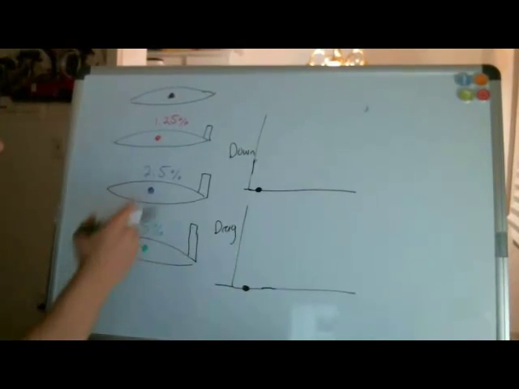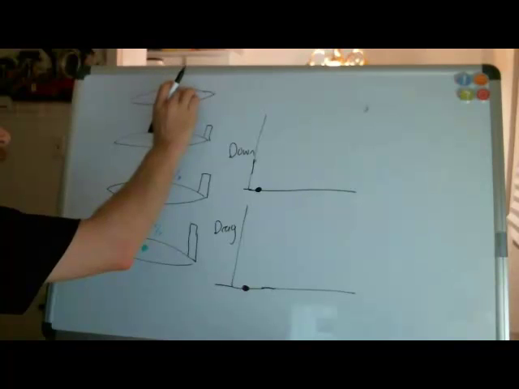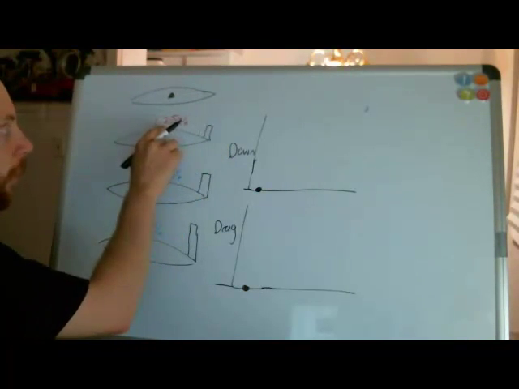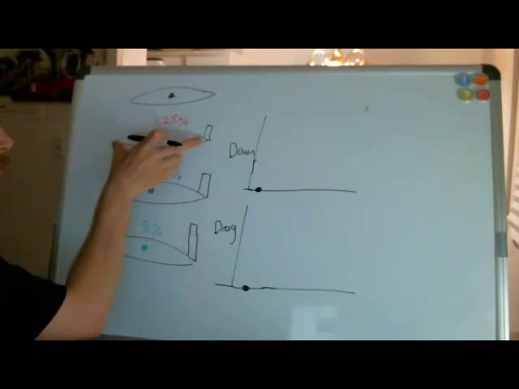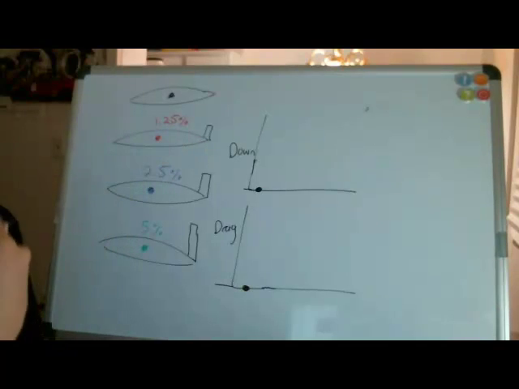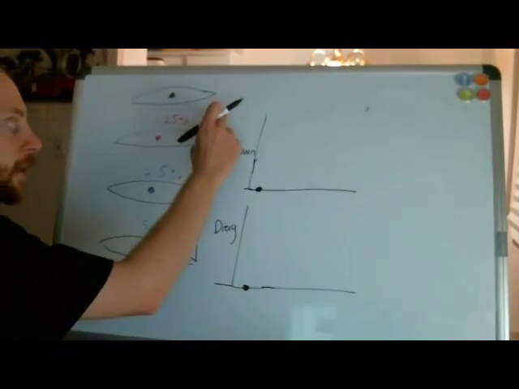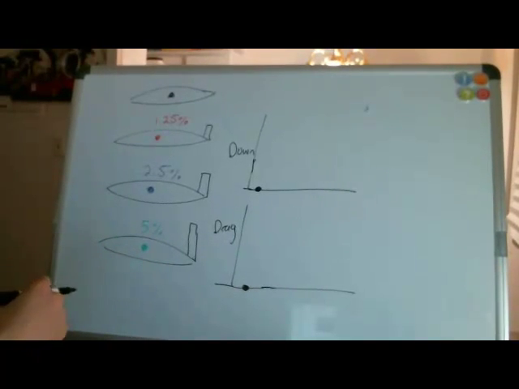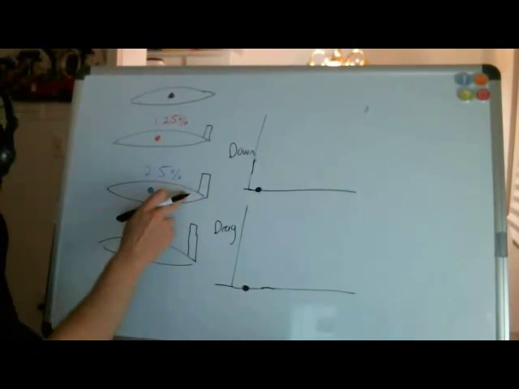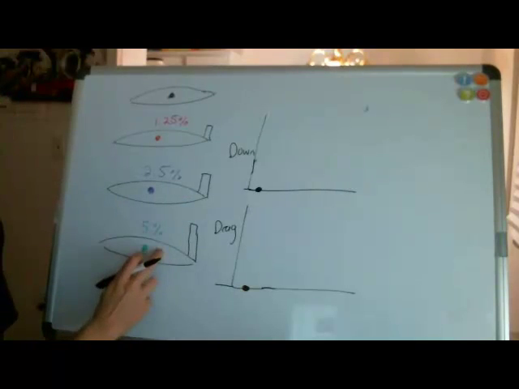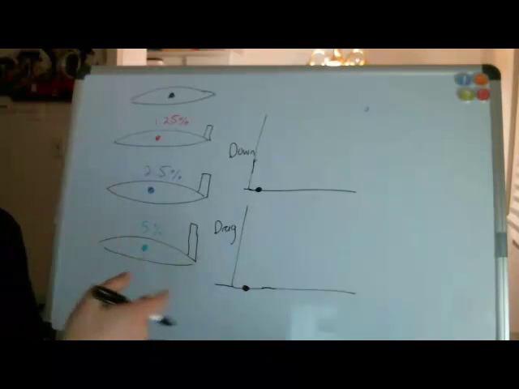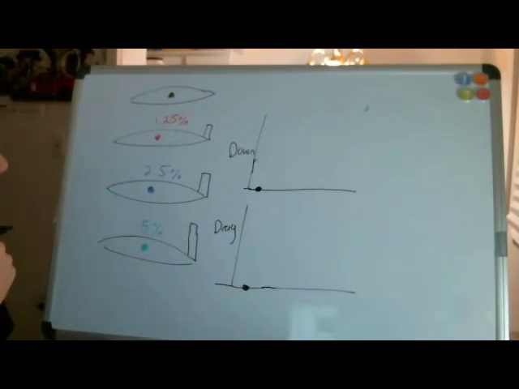Okay, well let's look at four cases. One is a wing without a Gurney flap. One is a wing with a Gurney flap that is 1.25% of the chord. So if the chord of your wing is, say, 30 centimeters, then the height of your Gurney flap is 1.25% of that. Let's look at one where it's 2.5% of the chord and one that's 5% of the chord. Now these are greatly exaggerated, but it's just because I couldn't actually draw 1% or 2%.